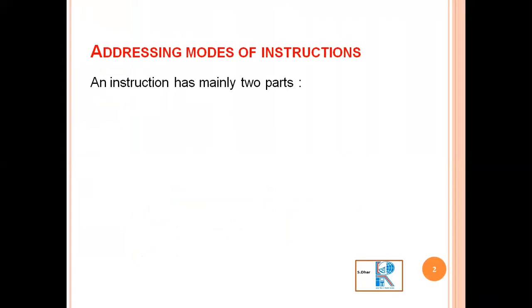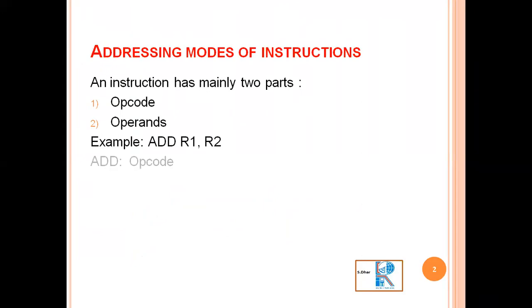Clear? Now first, what is addressing modes? We know that any instruction has two parts. One is called the opcode and another is called the operand. That we already know. Now suppose this is an example of an instruction, that is add R1, R2. In this case, add is the opcode, clear, and R1, R2, these are called the operands, clear.